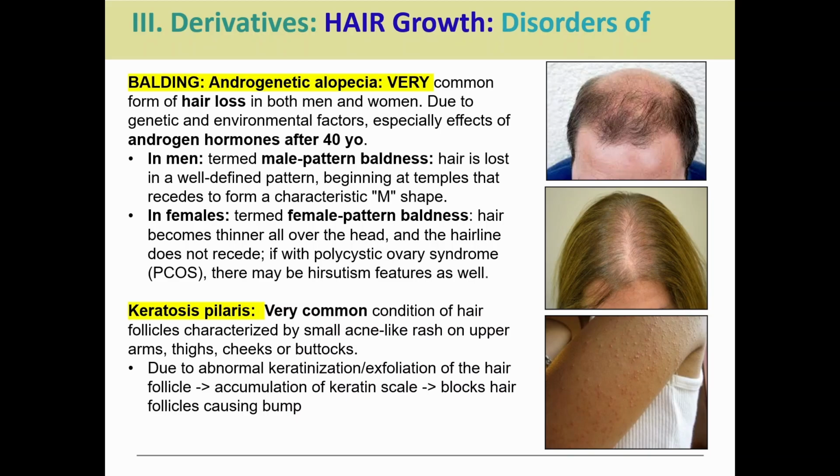Keratosis pilaris is also super common, where the hair follicles get almost like a little rash, these little bumps. It's common on the upper arms, the thighs, the cheeks, and the buttocks. This is just because of an abnormal exfoliation of the hair follicle. So we get an accumulation of keratin, which causes a blockage in the follicle, which causes a bump. A lot of times a chemical exfoliant is used to help minimize this.